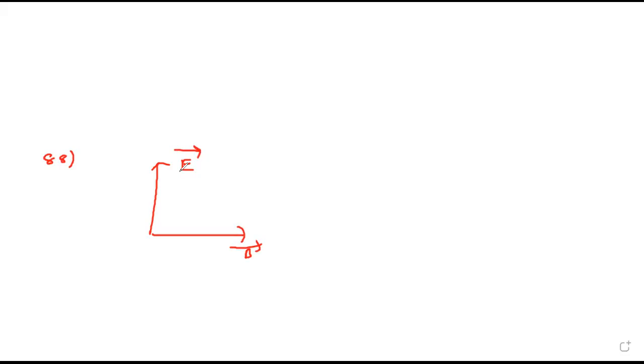A particle of mass m carrying charge q is projected from the origin with speed v0 along the y-axis. The speed of the particle as a function of y coordinate will be how much? That means you want to find the answer in terms of the y coordinate, which is nothing but displacement along y.